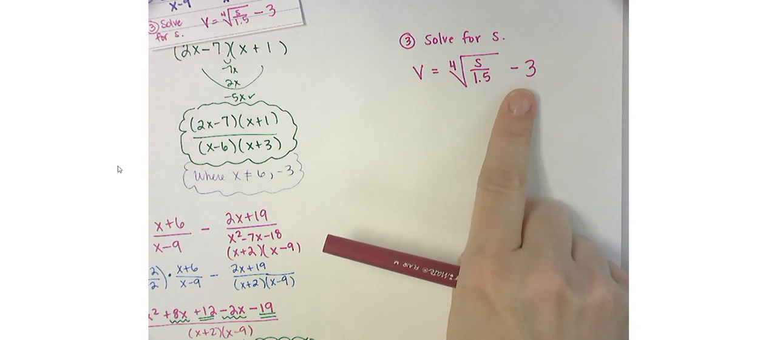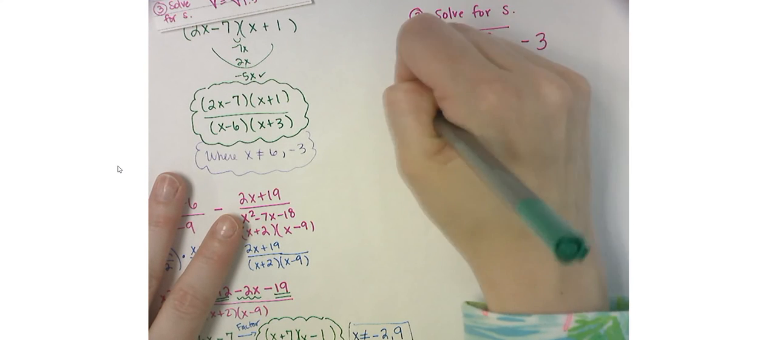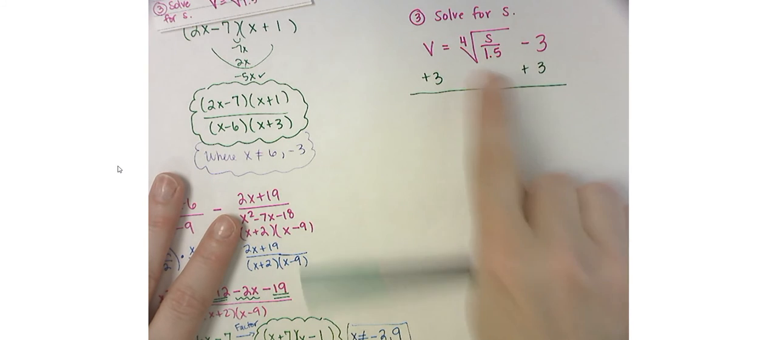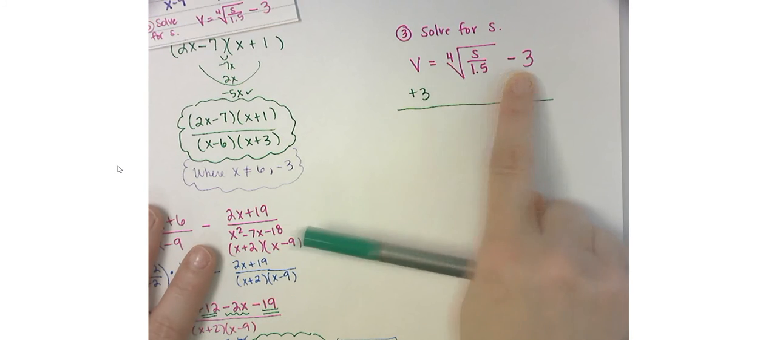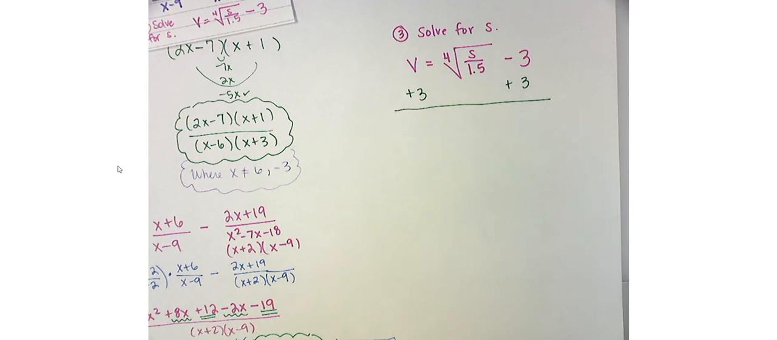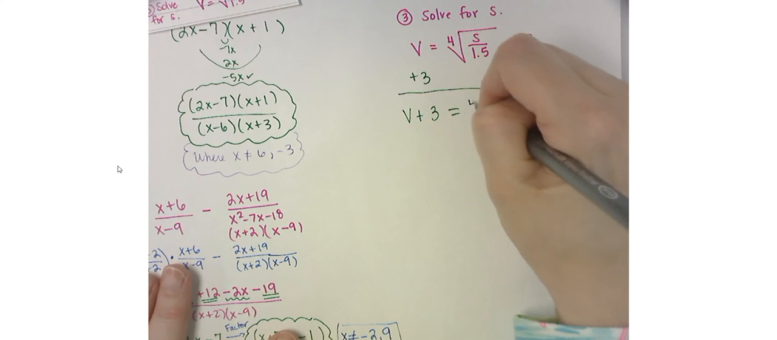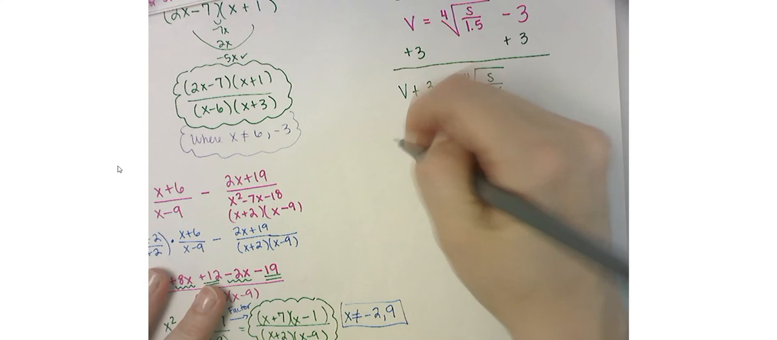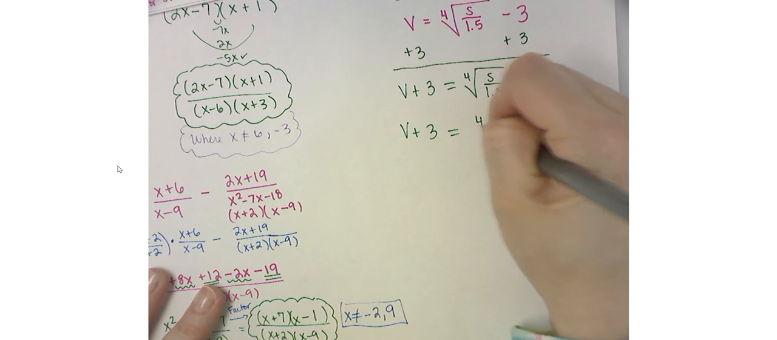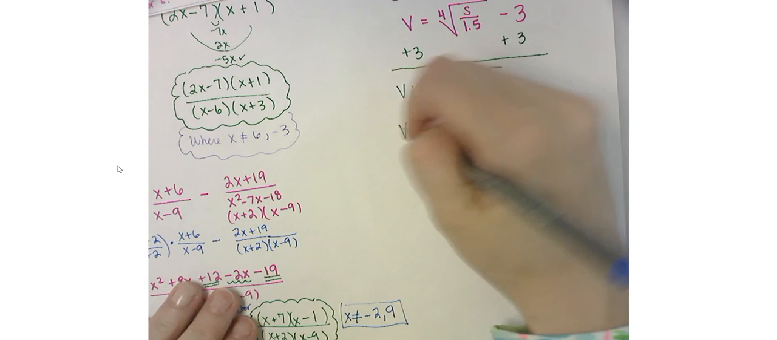If you did do the fourth power first, okay, you can't distribute it here because it's going to be a binomial. It's 2 terms. So we have v + 3 equals the fourth root of s over 1.5. Okay, well, now I do have the root isolated. So I can raise both sides to the fourth power. And when you're doing this, you can leave it like this. You don't have to FOIL that out. If you did, that's okay too, but you can leave it like this.